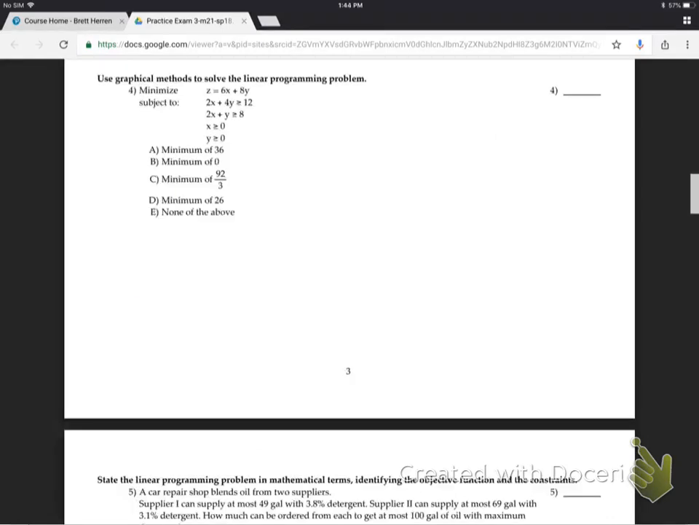Okay, so number 4. Here's what we're going to graph. These two. x, y greater than 0 just means first quadrant. We don't care about that. So those are my two equations.